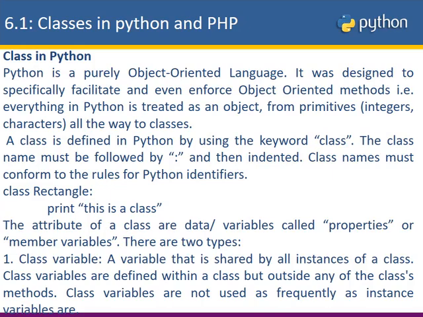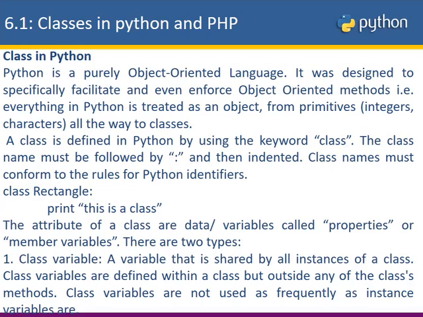A class is defined in Python by using the keyword class. So we'll be starting by using the keyword class. In PHP too, we start with the keyword class. When we get there, we will see that one as well. The class name must be followed by a colon, and then indented. The class name must conform to the rules for Python identifiers.